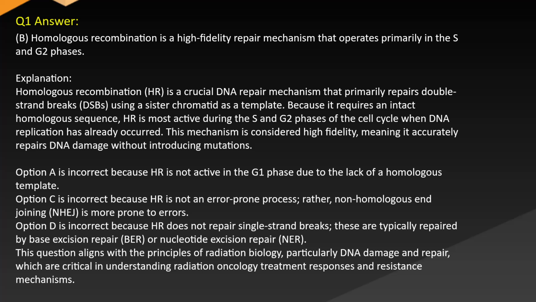Option A is incorrect because HR is not active in the G1 phase due to the lack of a homologous template. Option C is incorrect because HR is not an error-prone process, but rather non-homologous end joining (NHEJ) is more prone to errors. Option D is incorrect because HR does not repair single-strand breaks. These are typically repaired by base excision repair (BER) or nucleotide excision repair (NER). This question aligns with the principles of radiation biology, particularly DNA damage and repair, which are critical in understanding radiation oncology treatment responses and resistance mechanisms.